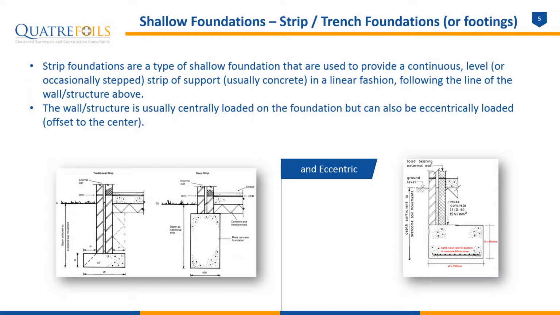Strip or trench foundations or footings are a typical type of shallow foundation. They're usually laid to provide a continuous strip of support beneath the load-bearing element, for example the walls. This is usually linear and level, although it can also be stepped to suit wall and ground conditions. The wall or structure is typically centrally loaded onto the strip foundation, although it can be eccentrically loaded, as shown in the diagram on the bottom right.